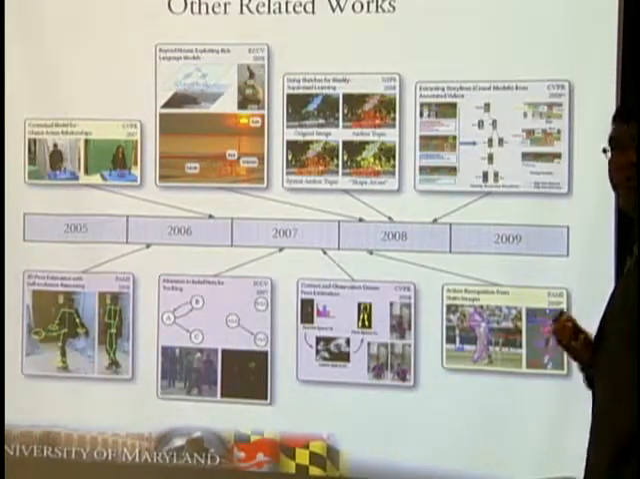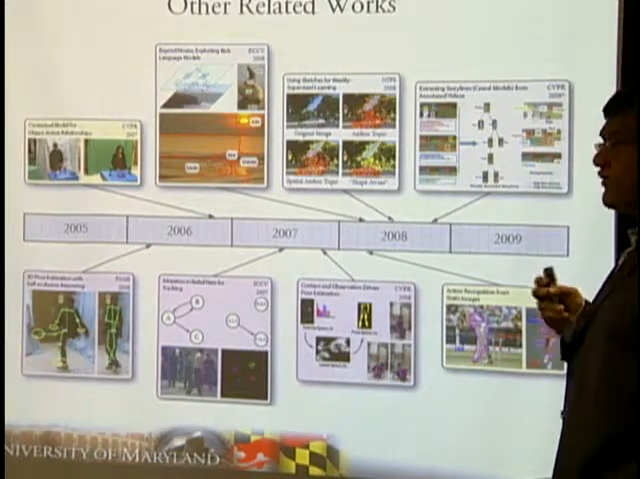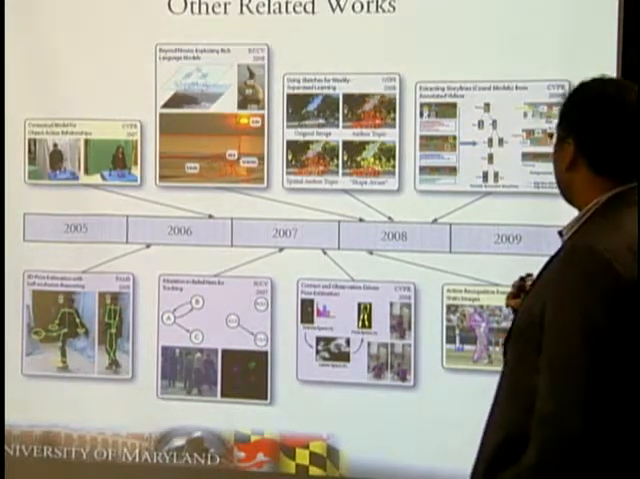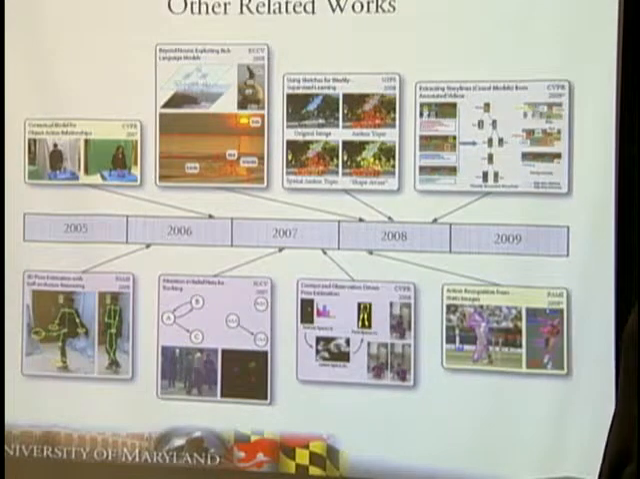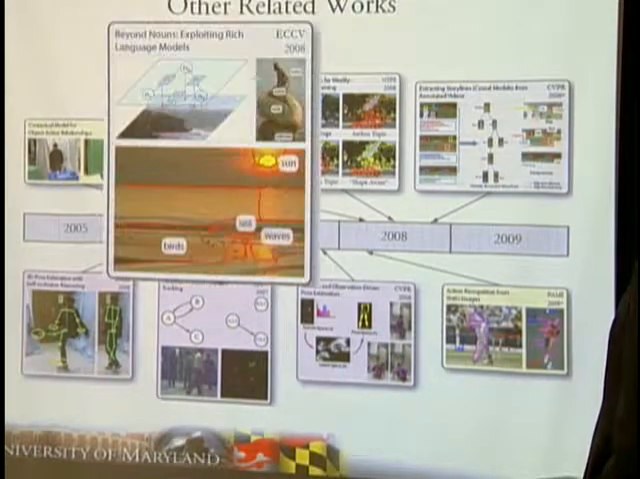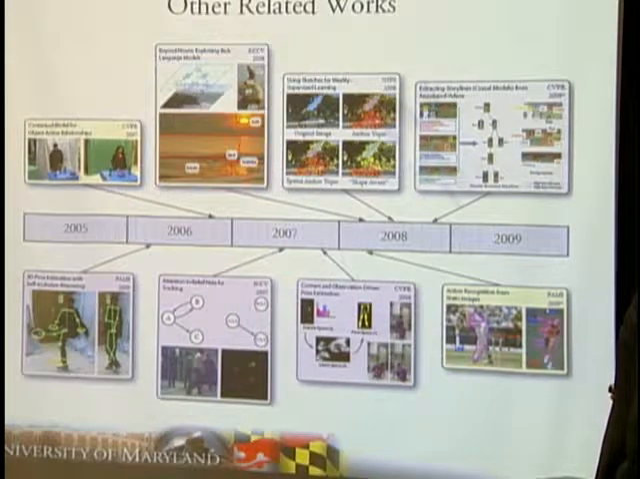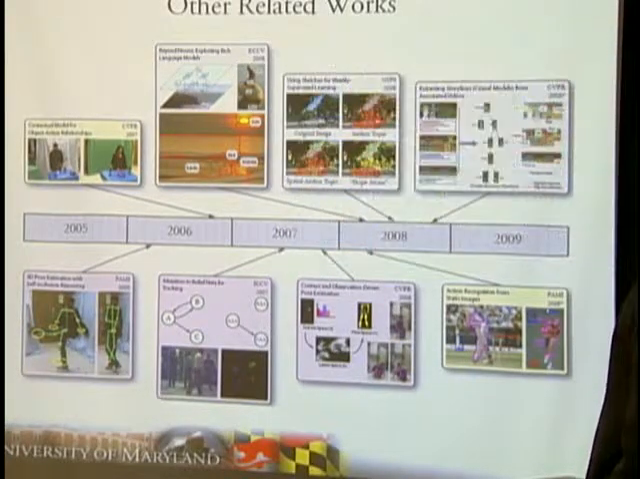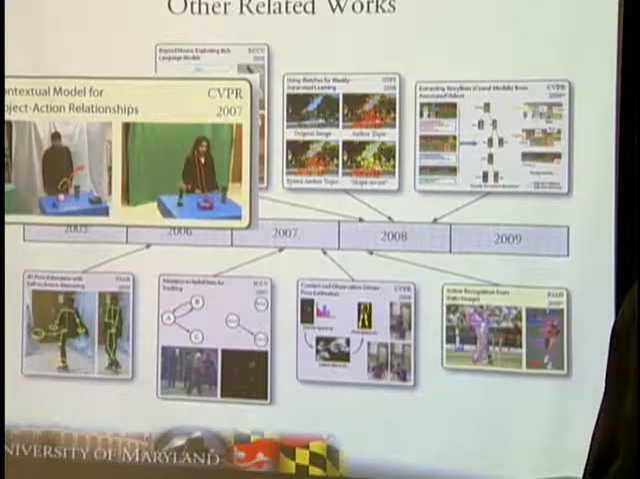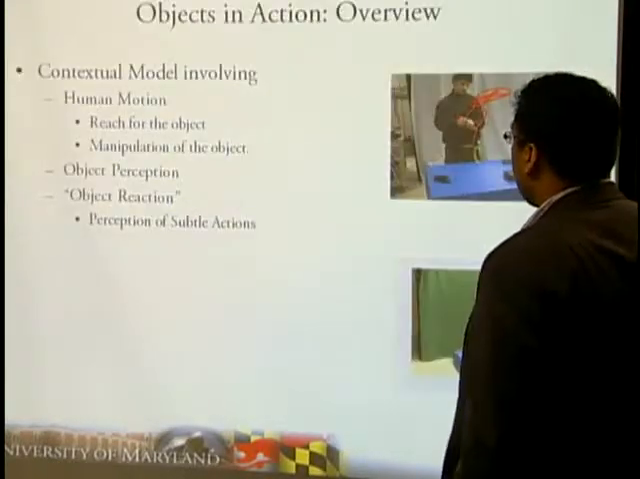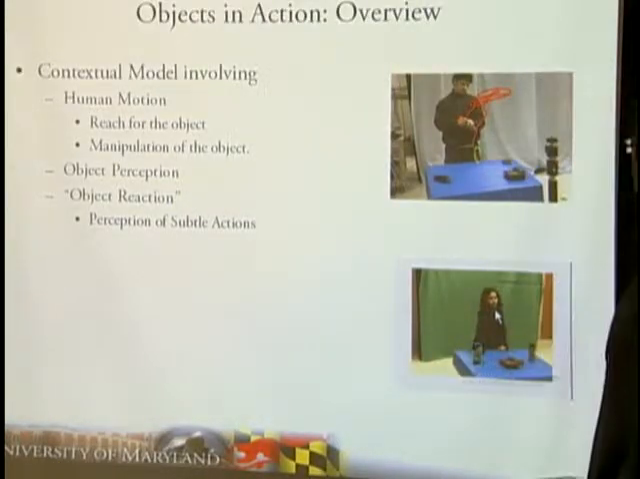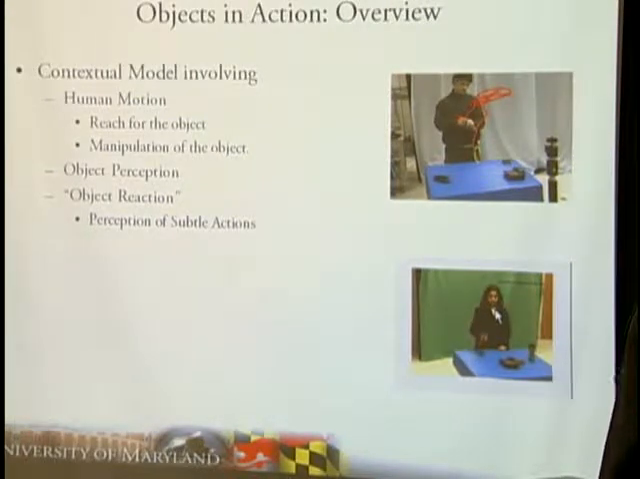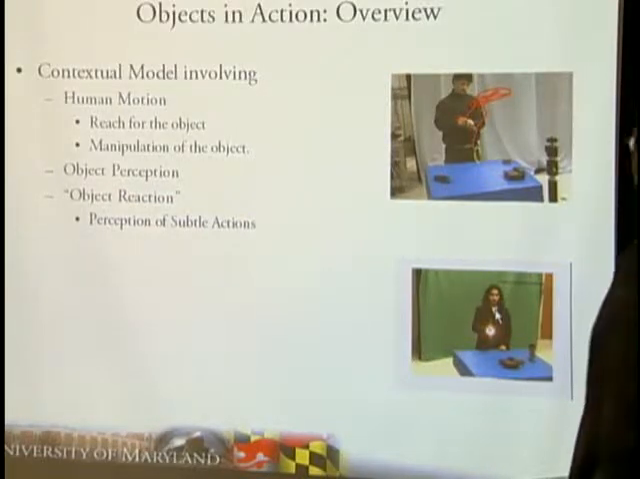Okay, so I'll not get time to talk about my other work, but I'll just give you a brief 1-minute summary of my other works, which is related to this line of work. So in the first part of the talk, I talked about noun-noun relationships based on prepositions. In the second part of the talk, I talked about verb-verb relationships based on causality. However, I have also looked into noun-verb relationships. More specifically, I have looked into a contextual model which combines human motion analysis, object recognition, and object reaction recognition. Now, object reaction is the effect of an action on the object.